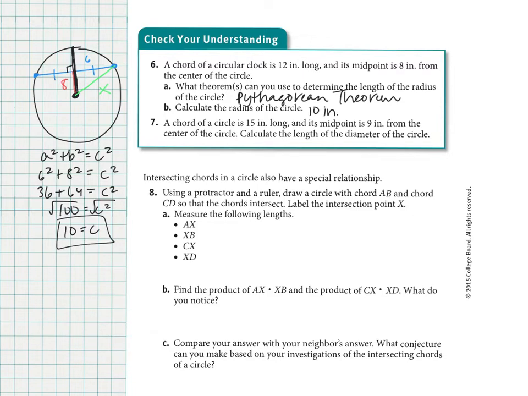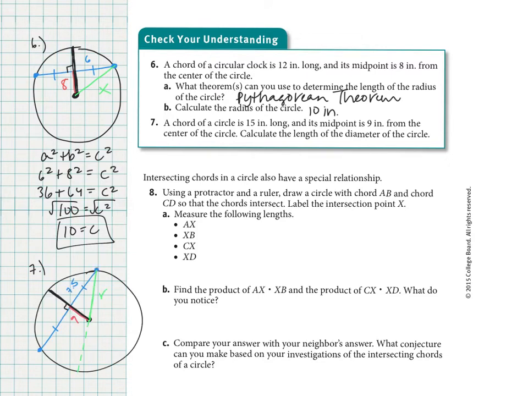All right, cool. Now that we're putting some of these ideas that we've learned into practice, let's look at number 7. I'm going to scoot down below and use number 7 over here. Perfect, right down here. It says a chord of a circle is 15 inches long and its midpoint is 9 inches from the center of the circle. It wants us to calculate the length of the diameter of the circle. So I want you to see if you can practice drawing a picture. Pause the video and we'll come back and then talk about it.